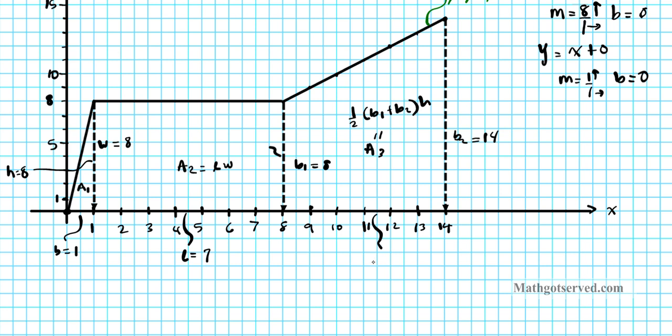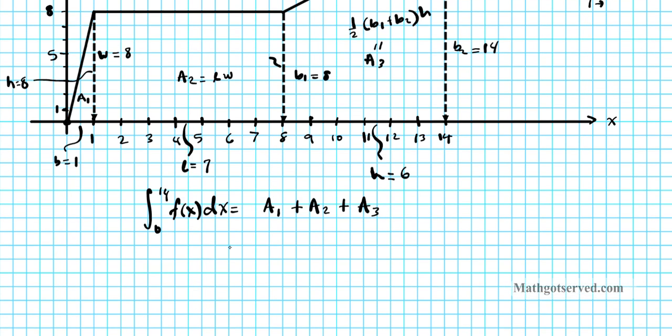So the height, h, is going to be 6 units. Okay, all right, so the integral from 0 to 14 of our function is basically A1 plus A2 plus A3. The areas under the curve are what we're looking at here. Let's input the formulas. Region 1 is going to be 1/2 base times height. Region 2 is going to be length times width for the rectangle, and region 3 is going to be 1/2 base 1 plus base 2 times the perpendicular height.